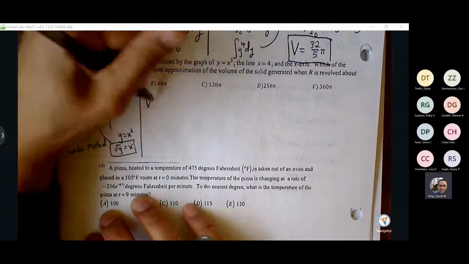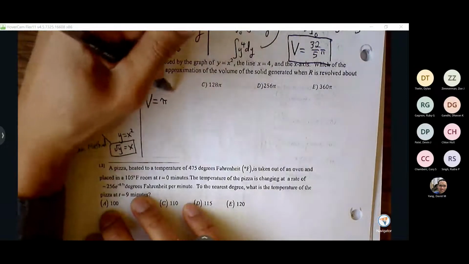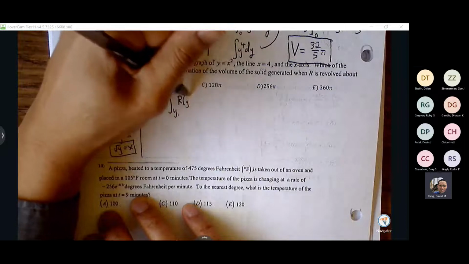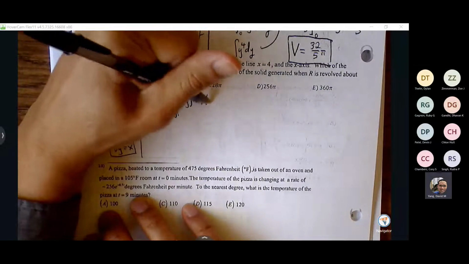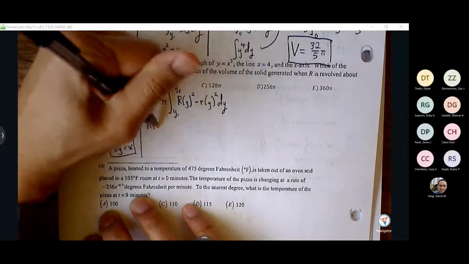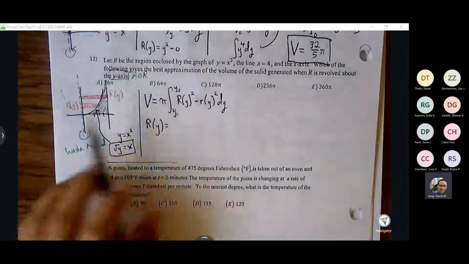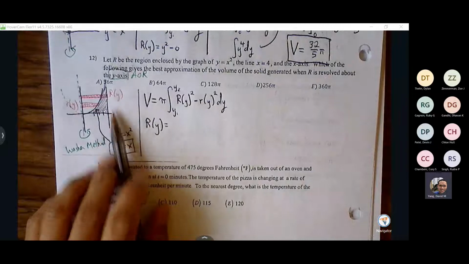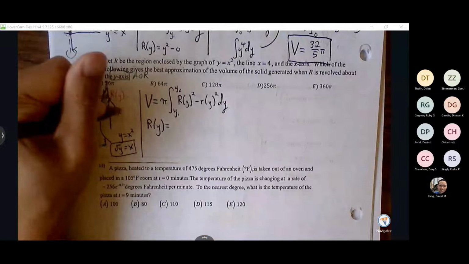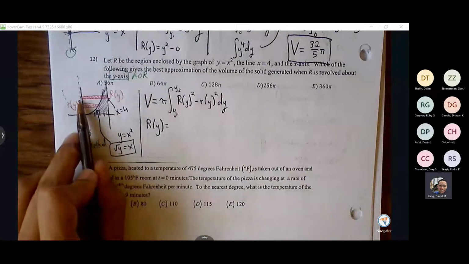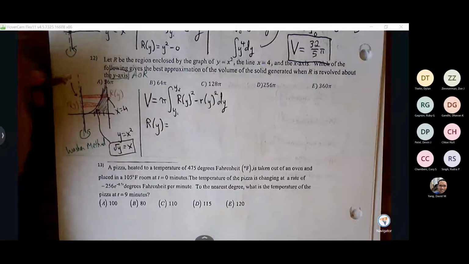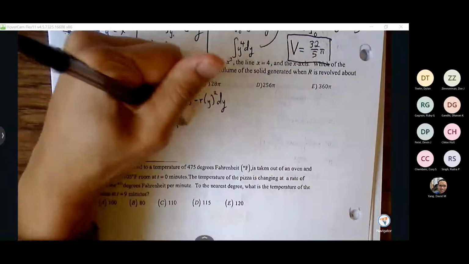Okay, here's our volume formula for the washer method. Big radius squared minus little radius squared. Okay, let's build our radii. Big R, right minus left. The right endpoint of my big radius is sitting at x equals 4 here. The left endpoint of my radius is sitting at x equals 0. So 4 minus 0, which is 4.